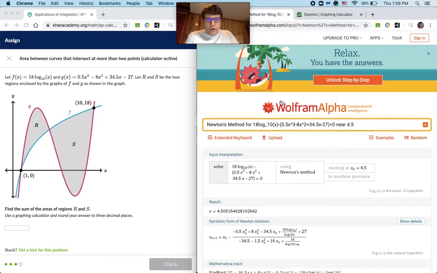So this entire code, check it out. I can just verify 18 log base 10 of x minus the whole polynomial. We want it equal to 0. Maybe I don't need to, but I just chose equal to 0 because Newton's method identifies roots, and roots happen when your functions equal 0. Newton's method, machine precision, which means crazy precise, and then around 4.5. And so it gives me 4.50616. I think 5 decimals should be enough.